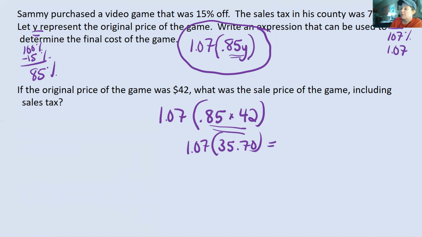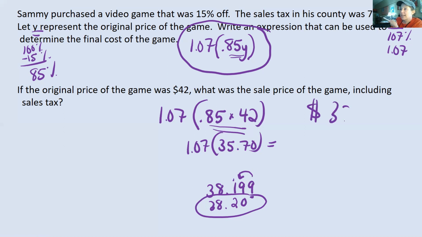So at the cash register, on sale and with sales tax, this is what my calculator says. Well, this 9 is going to turn into a 10, carry the 1, and I get 20 cents. So the answer, rounded to the nearest penny, on sale with sales tax, is $38.20. That is the answer.